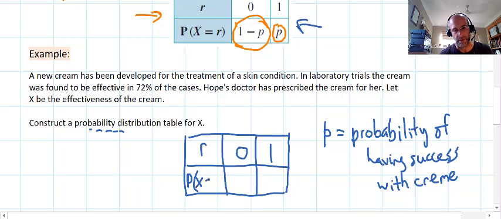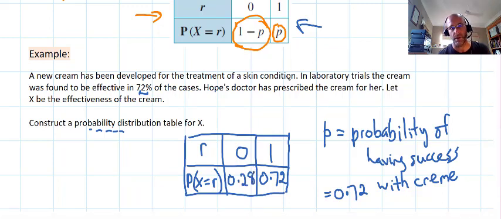Now remember, X is the variable, which we'll talk a bit more about in a minute when we polish up on our notations, but X is the variable. Alright, so that value of little p we get from the question, 72%, which we write as a decimal. So that'll be 0.72 there, and this will be the complement of 0.72, which is 0.28.